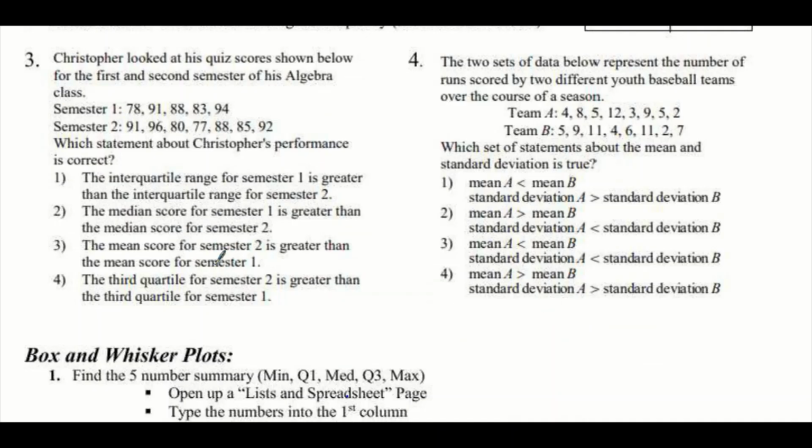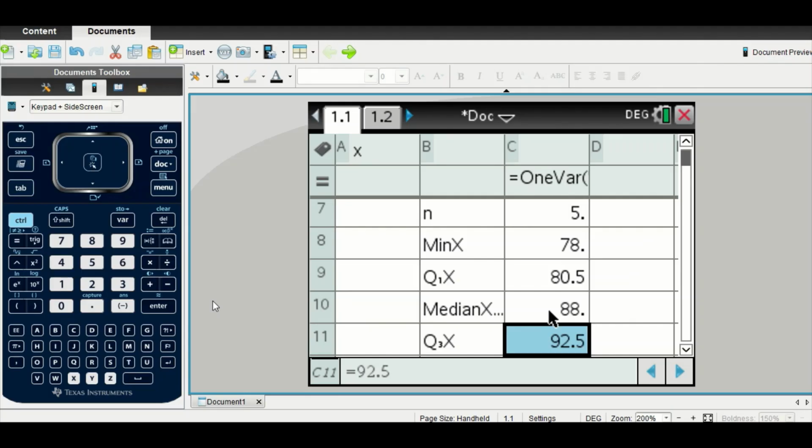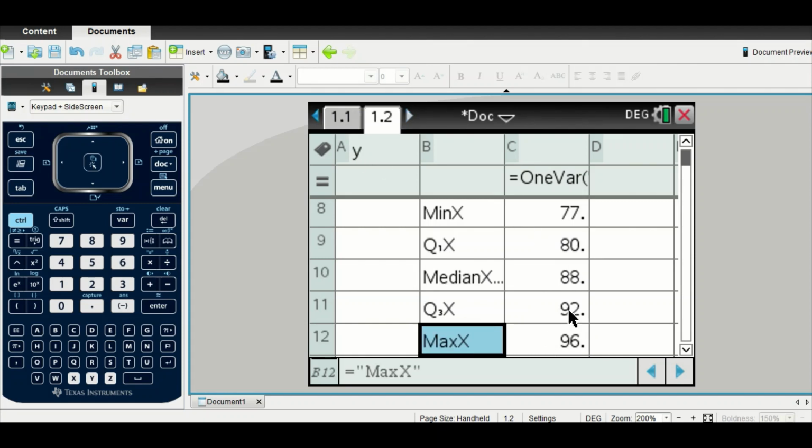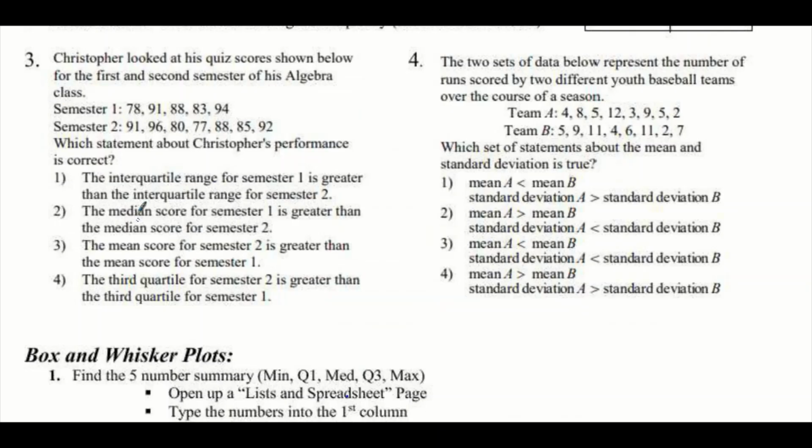Okay, the mean for 2 is greater than for 1, and the third quartile for 2 is greater than the third quartile for 1. So once again, the third quartile is 92.5 for 1. For 2, it's 92, so that's not true. So then we're just going to choose the one answer that is the most appropriate.